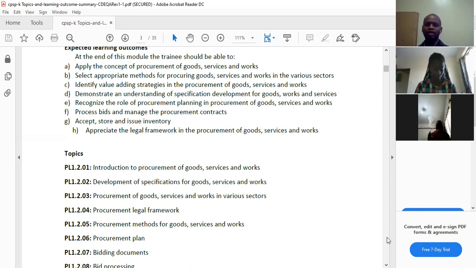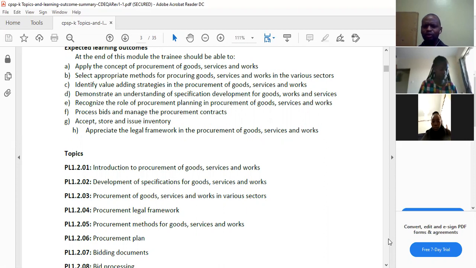Then our third topic will be procurement of goods, services, and works in various sectors. So we have various sectors in the economy that contribute to the development of any country. So we will be able to understand some of those sectors, like the private sector. How do they do their procurement? Like the public sector, how do they do their procurement? Like the NGOs, the non-governmental organizations, how do they do their procurement? We will be able to understand all that.